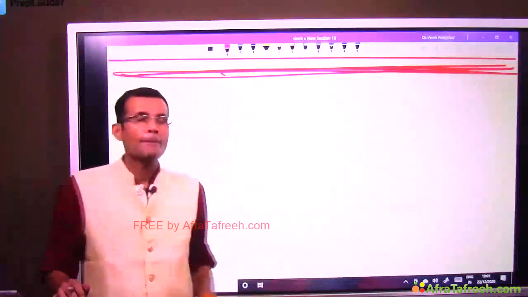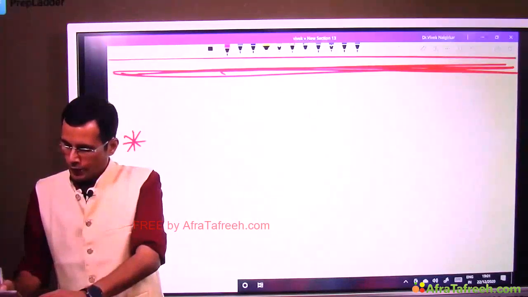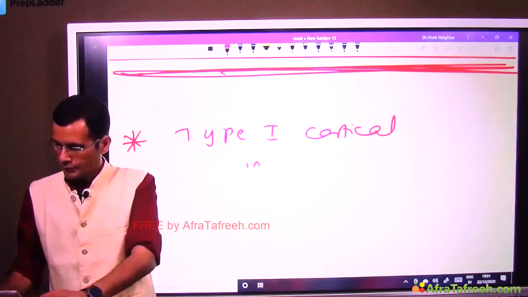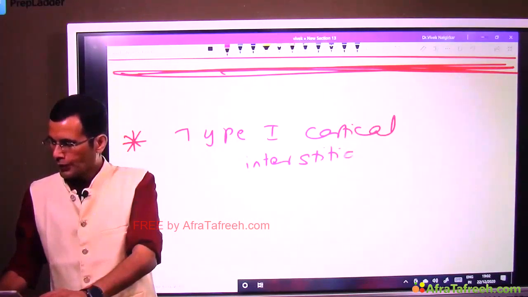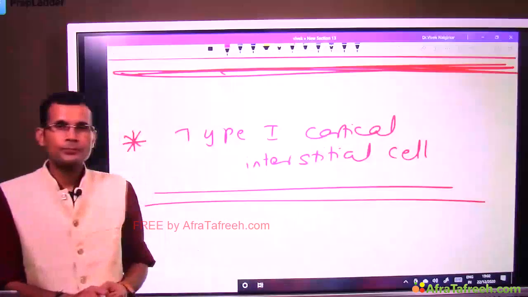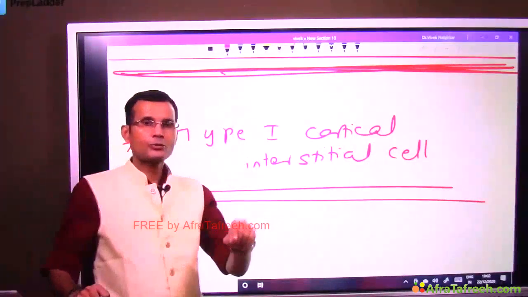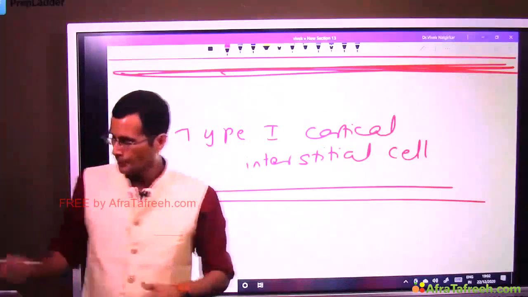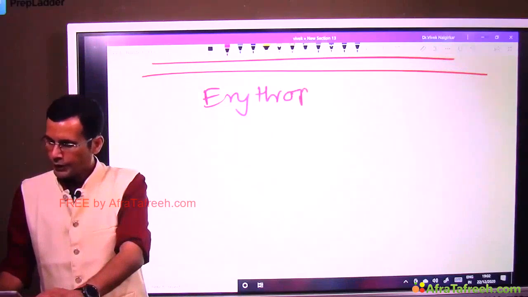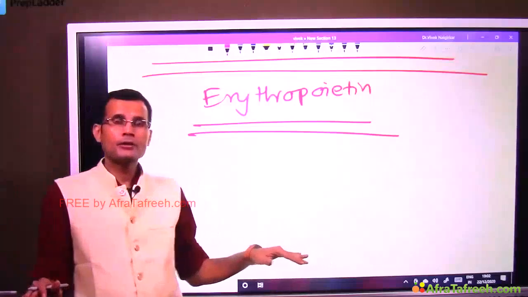Now fine, I need to explain just one more cell which is not a part of it. Type 1 cortical interstitial cell. Around the peritubular capillaries in the renal cortex, but outside the nephron, there is this interstitial cell, so it's called the cortical interstitial cell. This cell synthesizes erythropoietin. It's not a part of the JG apparatus, so don't confuse.